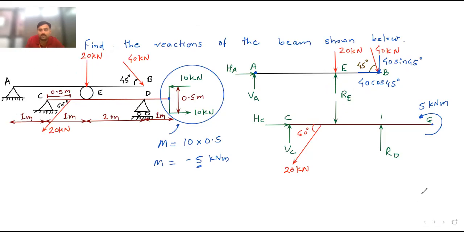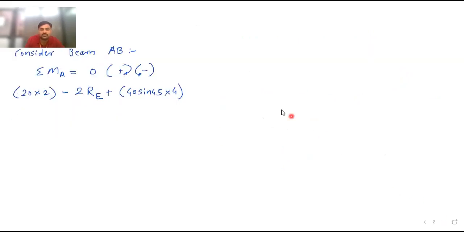Is there any force remaining? No. You can see the first diagram, there is no force which remained. So this is equal to 0. So take the RE to that side and solve this. Let me know what is the value of RE you got. What is the value of RE?